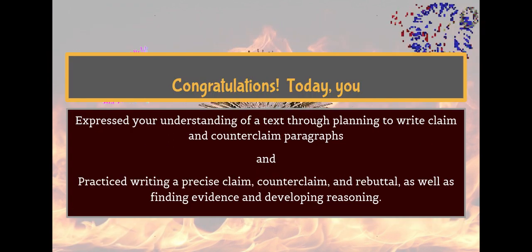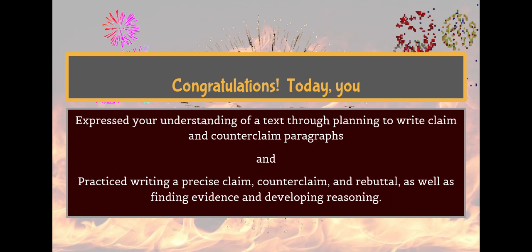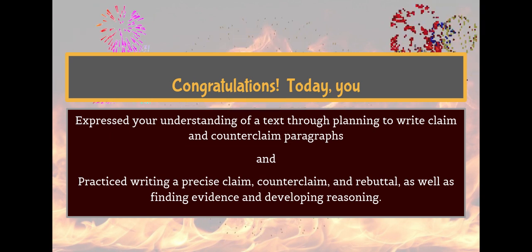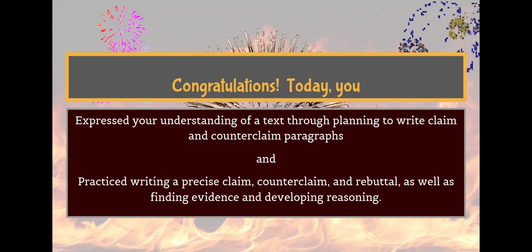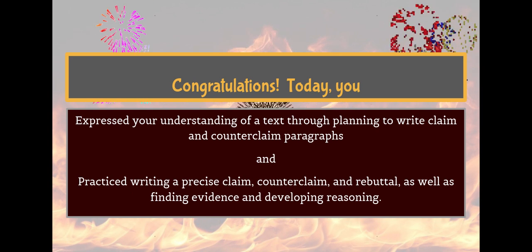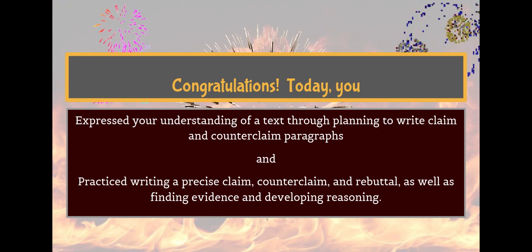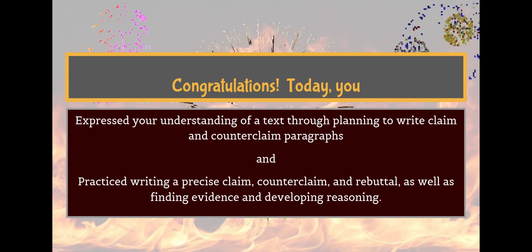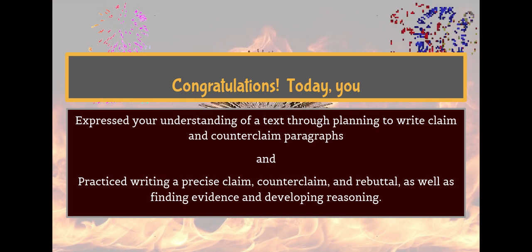Congratulations! You have completed Lesson 6 of the Fahrenheit 451 unit. In this lesson, you expressed your understanding of a text through planning to write claim and counterclaim paragraphs and practiced writing a precise claim, counterclaim, and rebuttal, as well as finding evidence and developing reasoning.